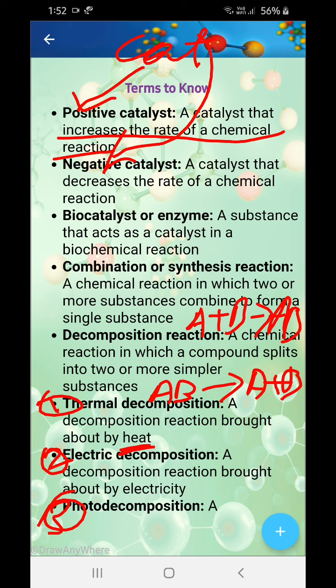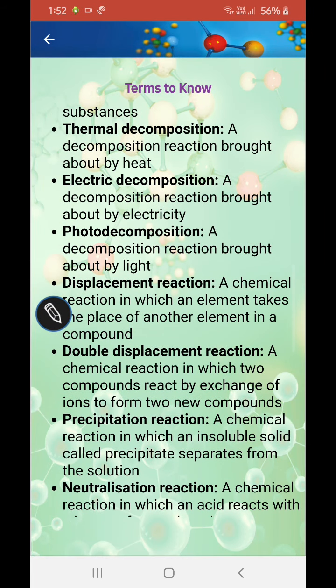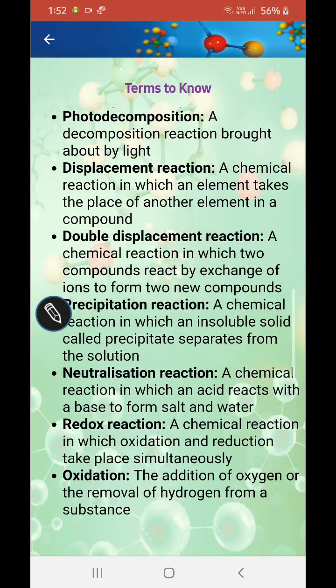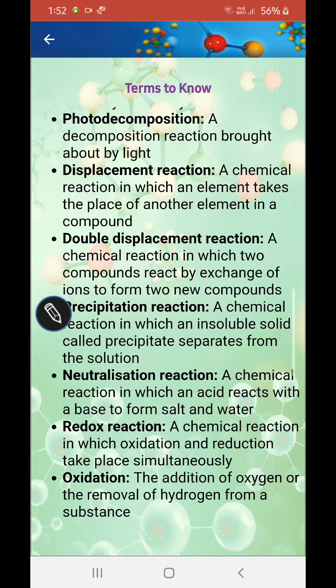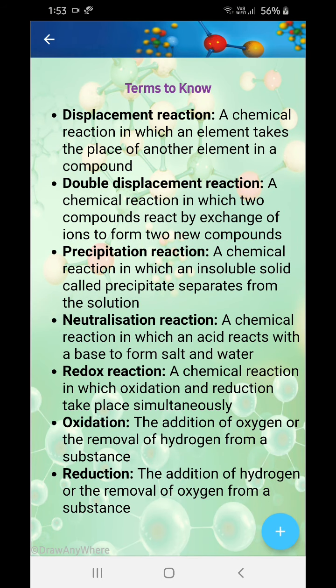Electric decomposition is brought about by electricity, and photo by light, as you all know. So what is a displacement reaction? The chemical reaction in which an element takes the place of another element in a compound.